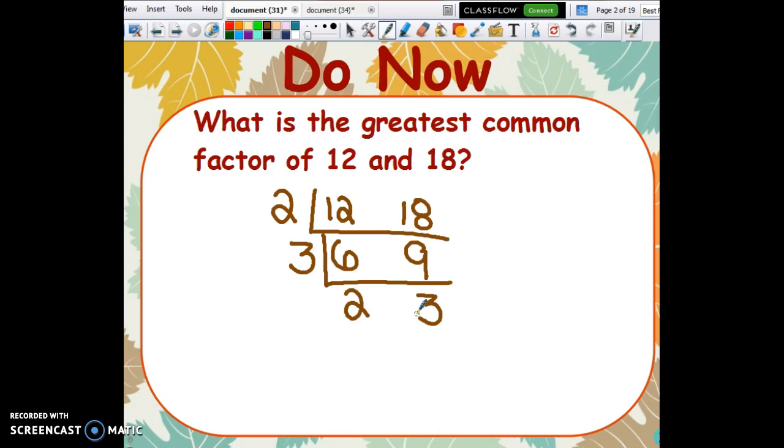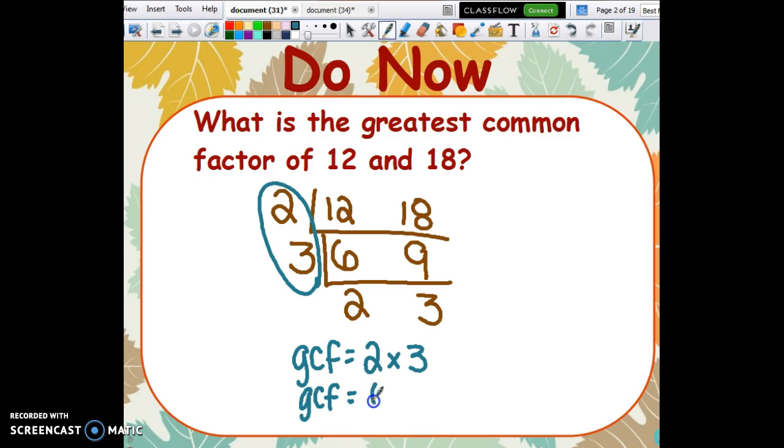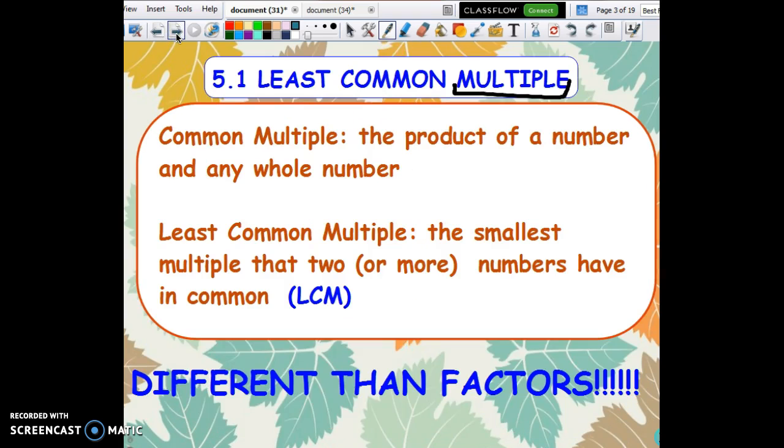2 and 3 have nothing in common except for 1. That's their only common factor. But since we have other digits on the left, we don't need to worry about taking out that 1. So our greatest common factor is, we're going to circle everything on the left. Our greatest common factor, or GCF, is 2 times 3, which is 6. So that was finding the greatest common factor.